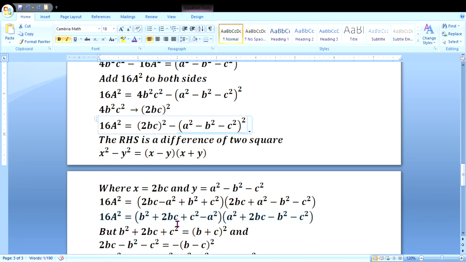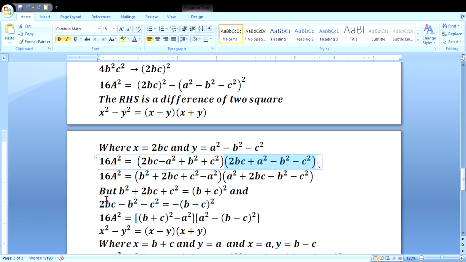Okay, then you see that the whole expression here can also be grouped as b square plus 2bc plus c square minus a square. Similarly, this part here can also be expressed as a square plus 2bc minus b square minus c square, close bracket here.